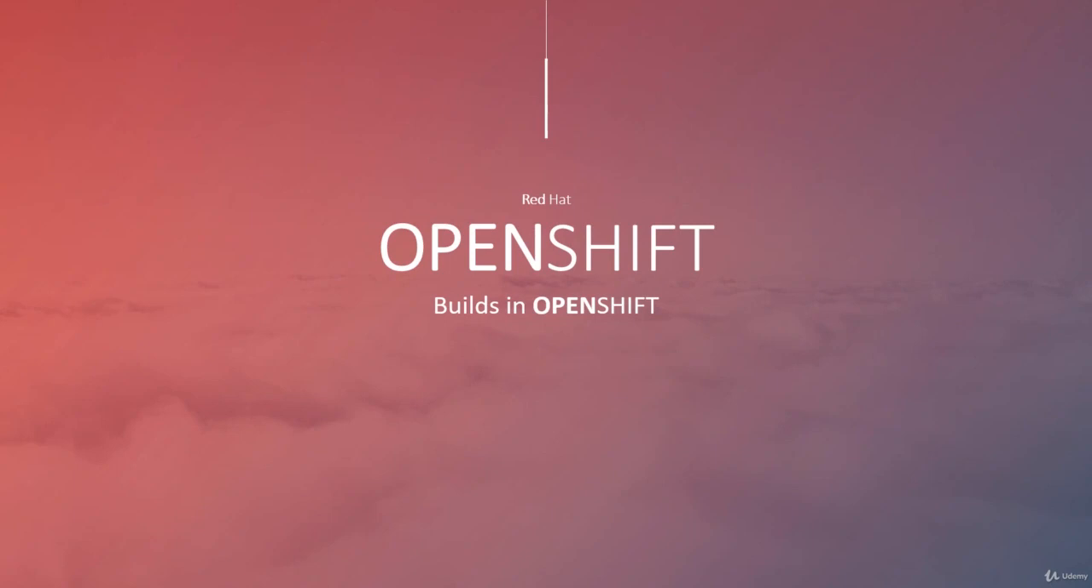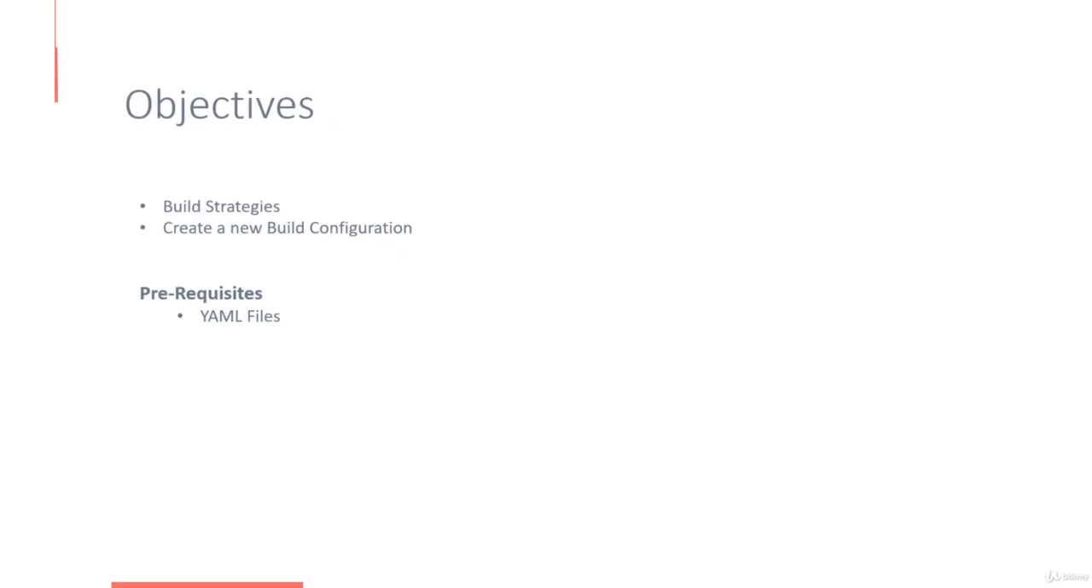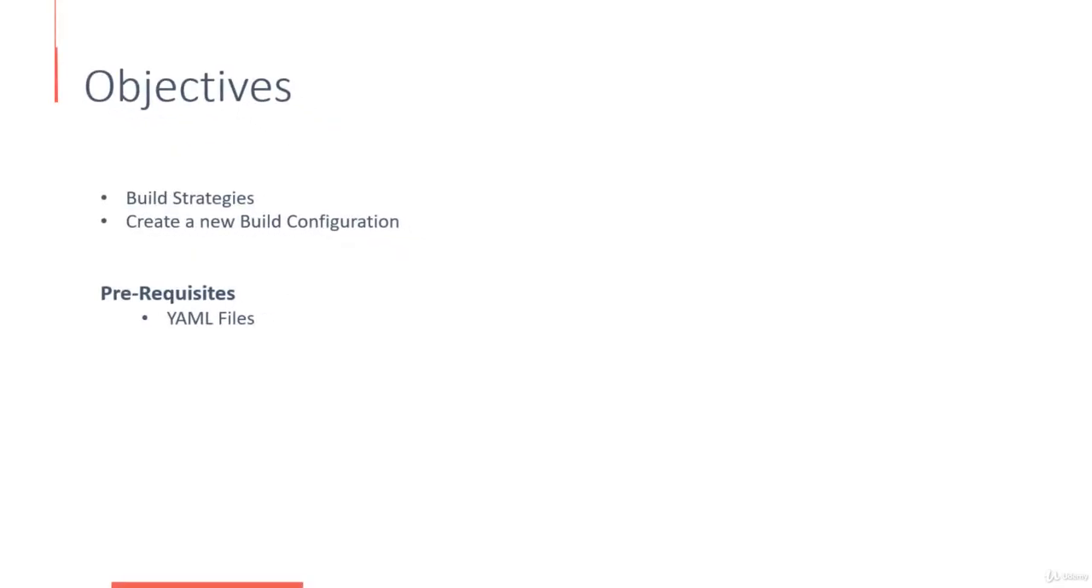In this lecture, we will look at builds in more detail. We will be covering the various build strategies available in OpenShift, as well as look at how to view existing build configurations, and also how to create a new build configuration. The build configuration will be viewed and created using YAML files, so knowledge of YAML is recommended.